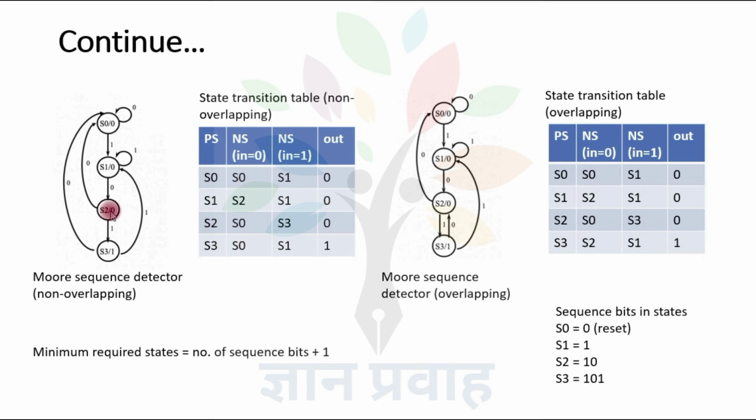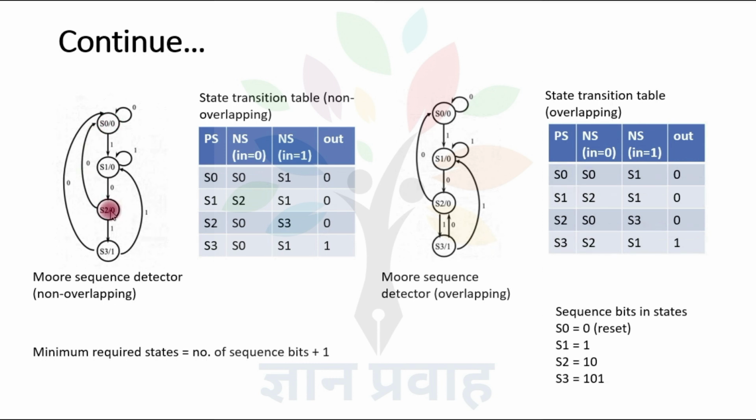At state S2, when the input sequence bit is 0, then the sequence will be 1, 0, 0. It is not in the order of the required sequence. It means we will move to the reset state. The next state will be S0, because the bits are not coming in the required order.